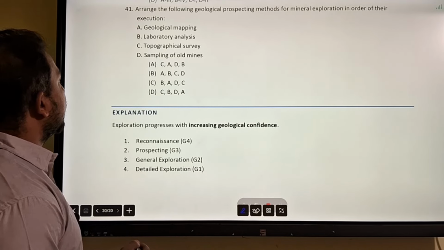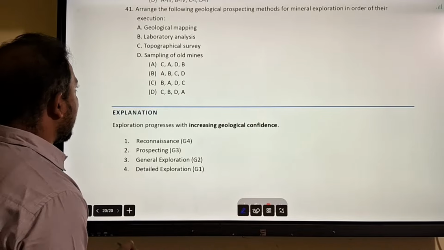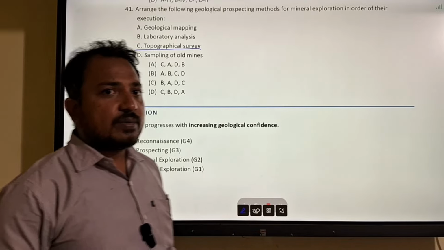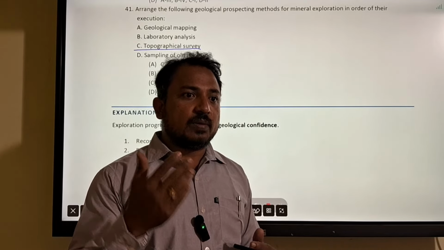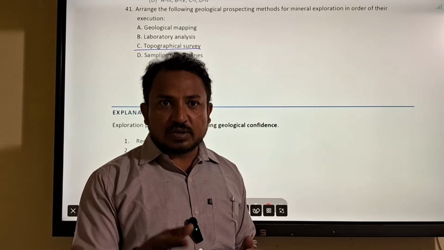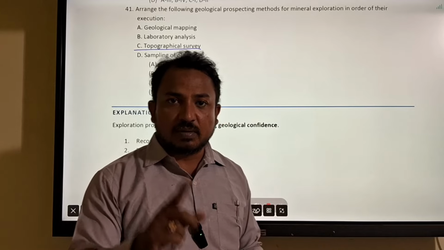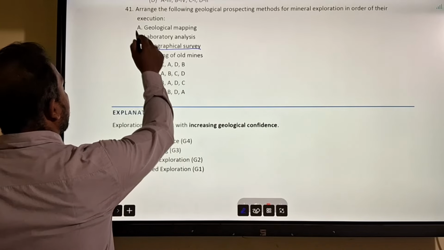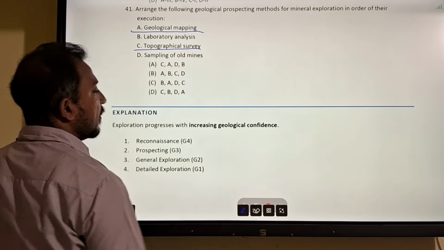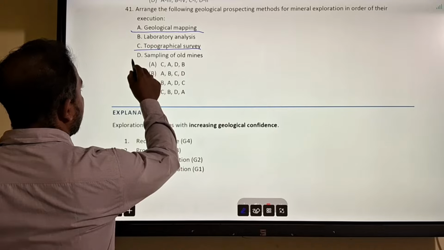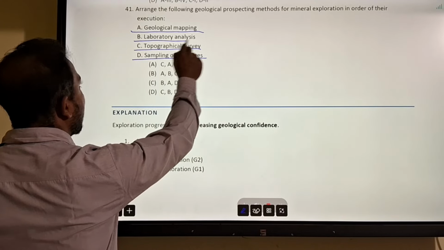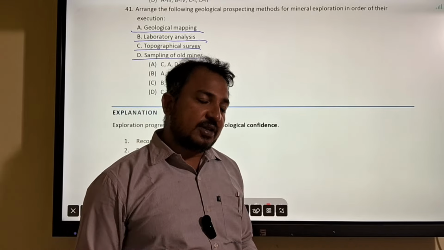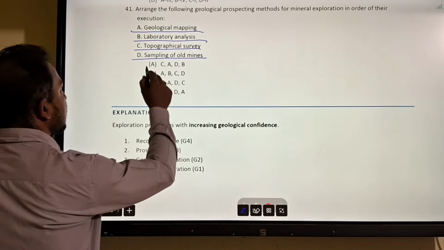So next you will arrange them. First there will be a topographic survey. So in a region, if you want to indicate some deposition, you have to do some survey, you will require first a topographic survey. Then from the topographic survey you will do geological mapping, then you will do sampling, then laboratory analysis, then you can somehow prospect some deposition in that region. So the answer will be CADB.